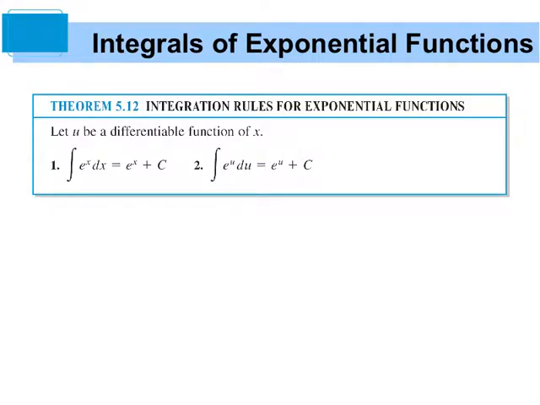Like we said, if it's its own derivative, then it's also its own integral. Which is easy if you have e to the x, but all of a sudden we're going to have things that aren't e to the x. We're going to have e to the u. And since we're taking integrals now, it makes sense to do a u-substitution, depending on the problem.